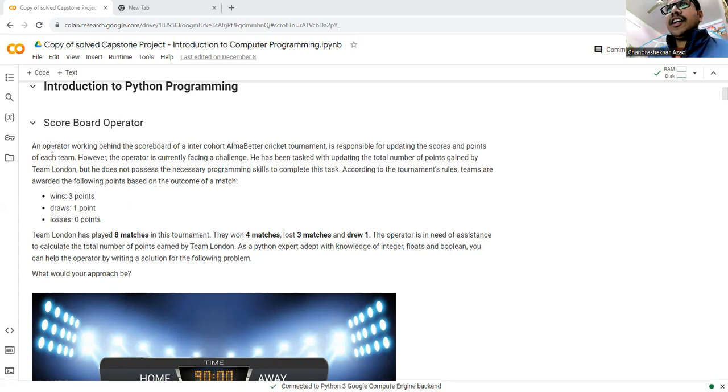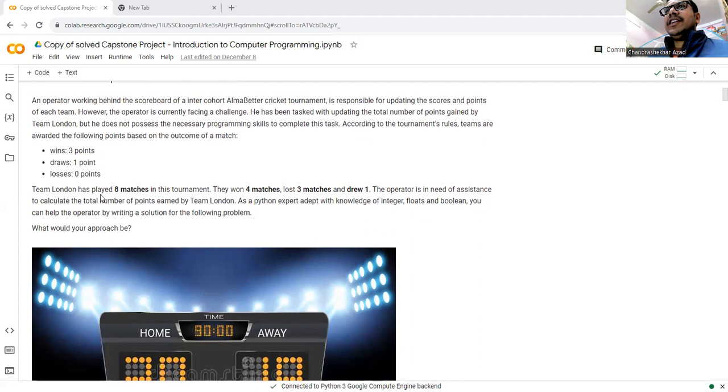This is my project and I am going to explain the questions in this project. So first question is based on the scoreboard operator. Here Team London has played 8 matches in this tournament. They won 4 matches, lost 3 matches and drew 1 match. For a win they got 3 points, for a draw they got 1 point, and for a loss they got 0 points.